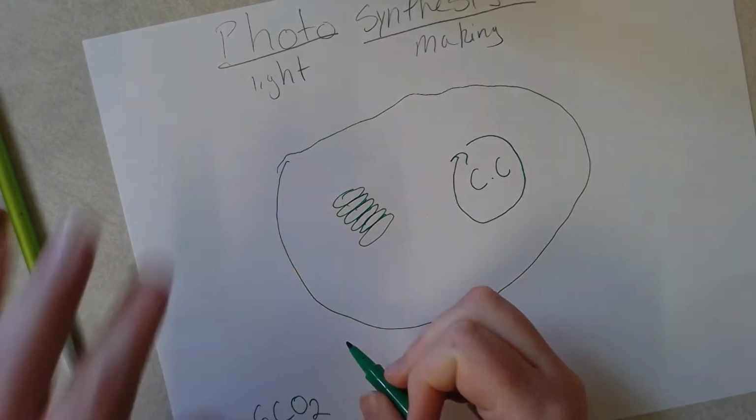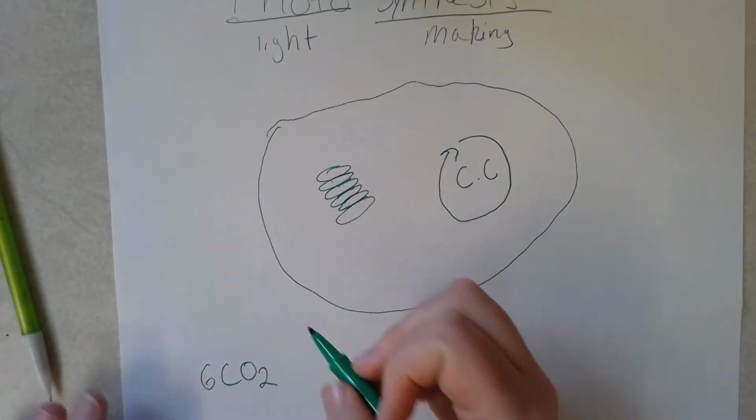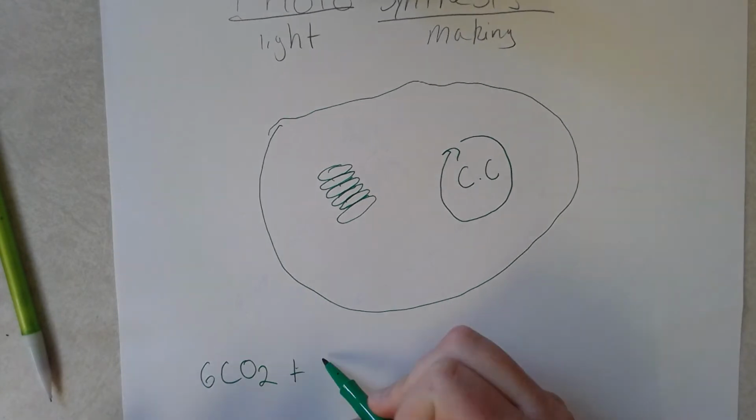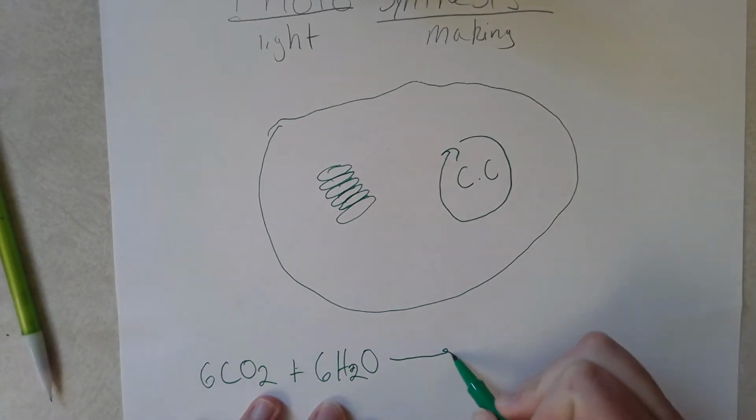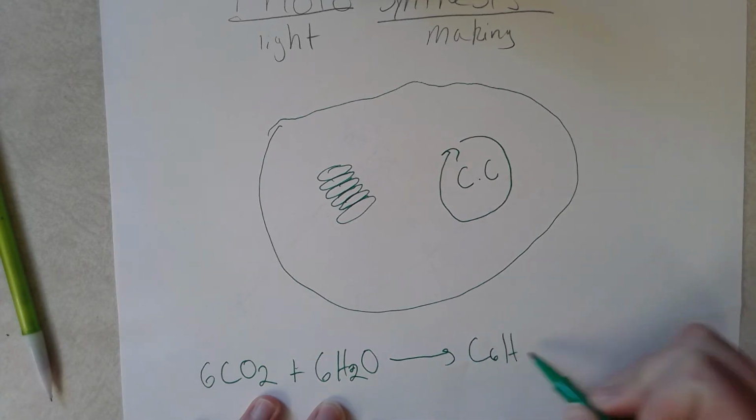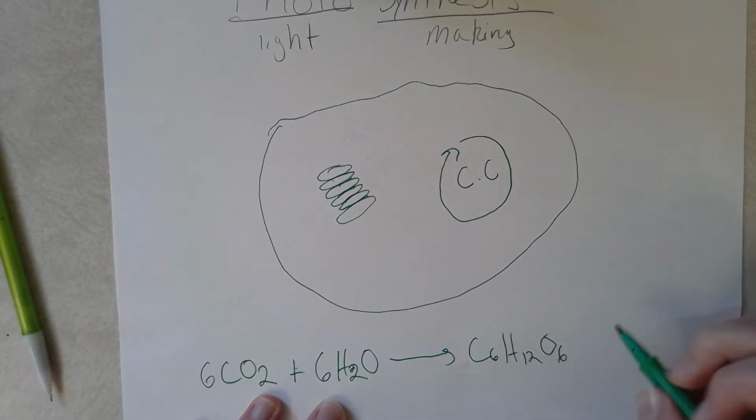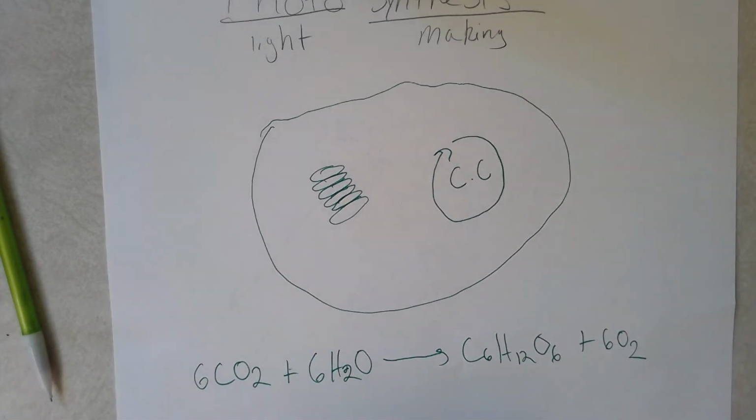6CO2 plus 6H2O goes to C6H12O6 plus 6O2. Alright, so we're doing the same thing. In fact, photosynthesis is a little bit simpler just because there's those two steps to it.